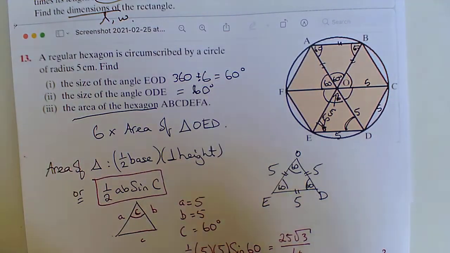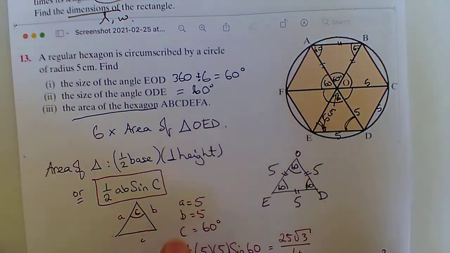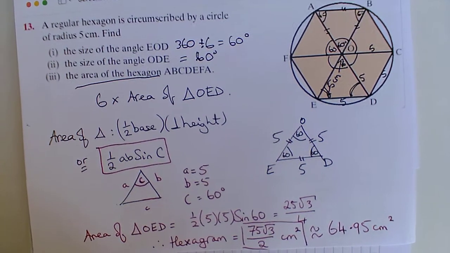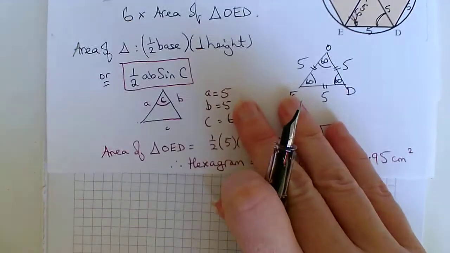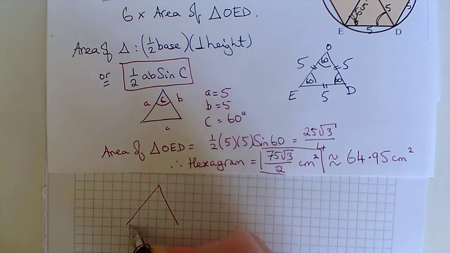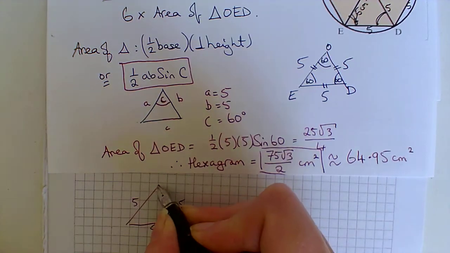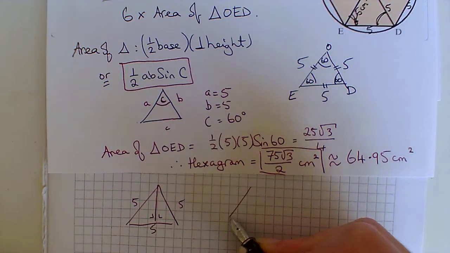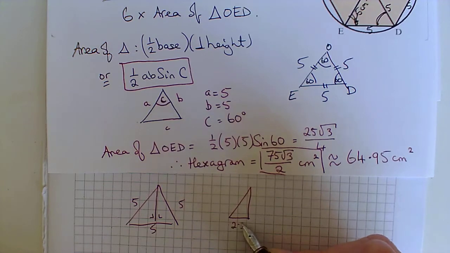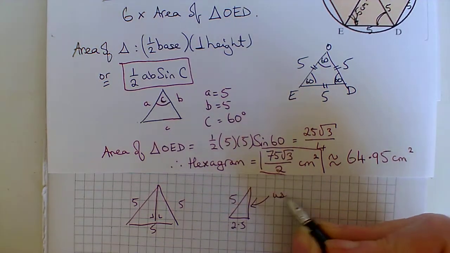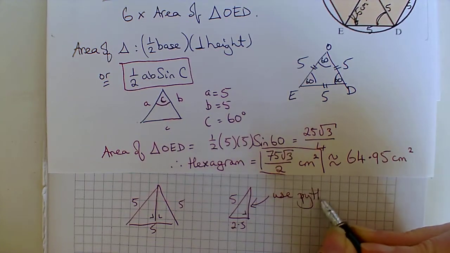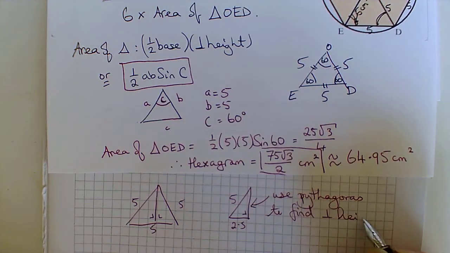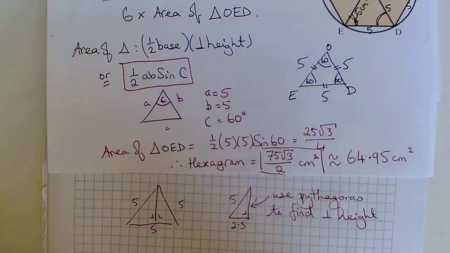Okay, if you didn't know about this formula, how would you do it? Because I hadn't talked to you about this formula. So the other way we could have done this was by dividing our equilateral triangle 5, 5, 5 into 2 equal right-angled triangles. So I would have 2.5, 5, and I could use Pythagoras to find the perpendicular height.